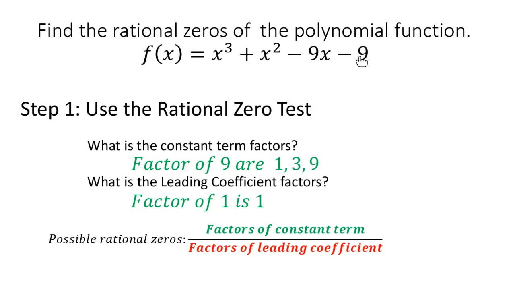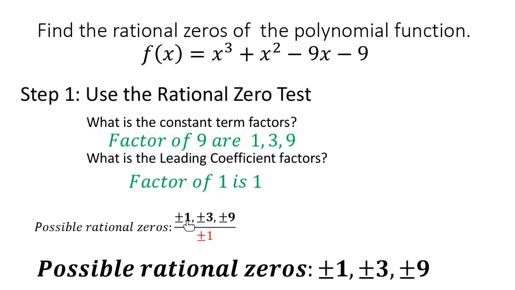The constant term is 9, so those factors are 1, 3, and 9. And what are the factors of the leading coefficient? In this case, 1. So to get the possible rational zeros, we divide them. I'm going to write them as plus or minus 1, plus or minus 3, plus or minus 9 divided by 1. So 1 divided by 1 is 1, 3 divided by 1 is 3, and 9 divided by 1 is 9. So here we have 6 numbers that we can try to find our zeros, instead of the infinite amount of numbers that we have.